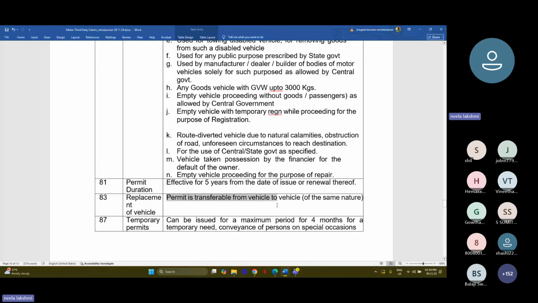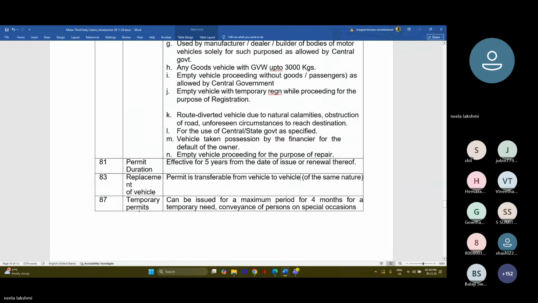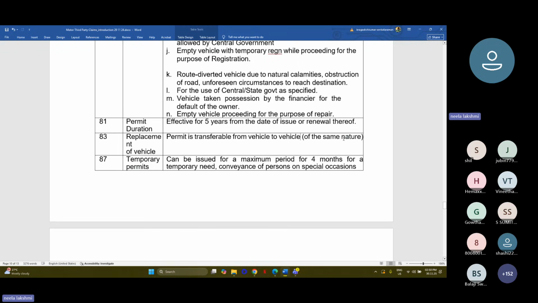A permit can be transferable from vehicle to vehicle of the same nature, of the same category or type of vehicle. Temporary permits can be issued for a minimum of 1 day or 2 days like that, but the maximum time limit set is 4 months. The maximum period is 4 months for a temporary need. Minimum can be anything, 1 day, 2 days or 3 days.